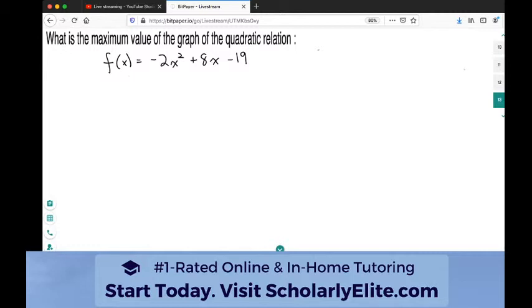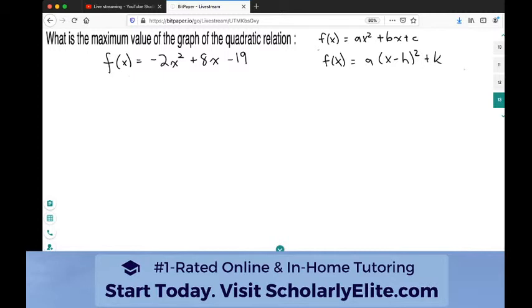Now, the maximum value of the graph of the quadratic equation. So we need to go ahead and solve vertex form, because right now, as we mentioned, this is in our quadratic form of ax squared plus bx plus c, and we want this in vertex form, which is f of x equals a(x minus h) squared plus k. So how do we do that?